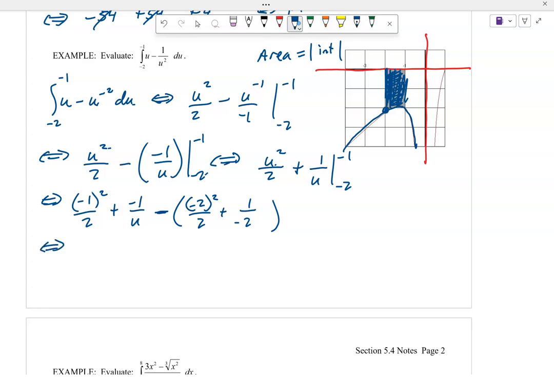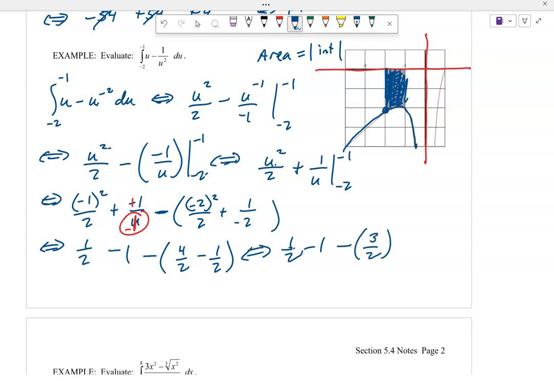So it looks like we've got 1/2 minus, oops, I'm sorry, I did that wrong. That was right here, that's a positive 1 over u. I've got to plug the u in. That was a -1 right there. Sorry about that. So 1/2 plus 1 over -1, minus -2 squared, which is 4 over 2, that's 2, minus 1 over 2. So I got a half minus 3 over 2, which is -2 over 2. Still got the -1. So this is -1 minus 1, -2.